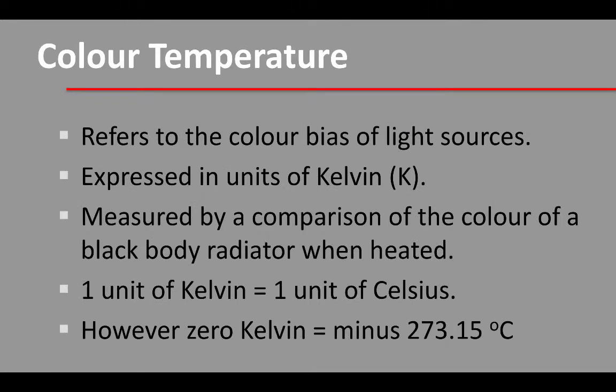Color temperature refers to the color bias of light sources. When you think about those light sources that I just said to you, the different types of daylight plus artificial light sources, each of them have a defined color temperature. Color temperature is expressed in units of Kelvin, and they're measured in comparison to the color of a blackbody radiator when heated. One unit of Kelvin equals one unit of Celsius. However, when you've got 0 Kelvin, it's minus 273.15 degrees Celsius. You might never need to know that as a photographer, but it's an interesting little tip.